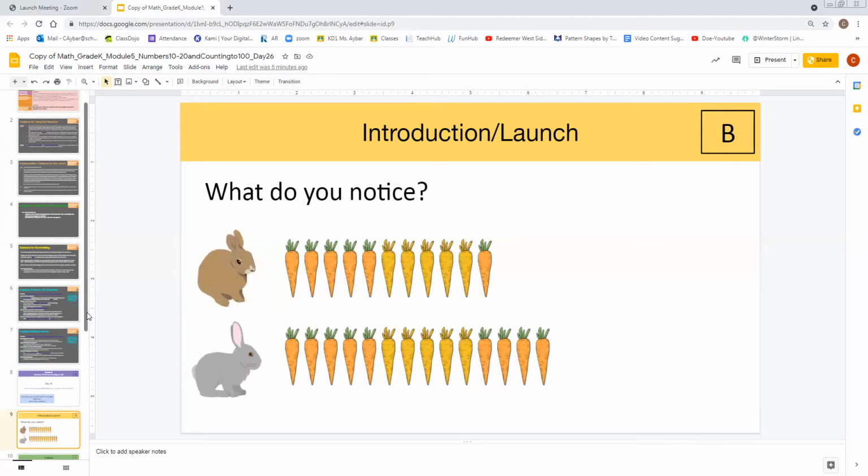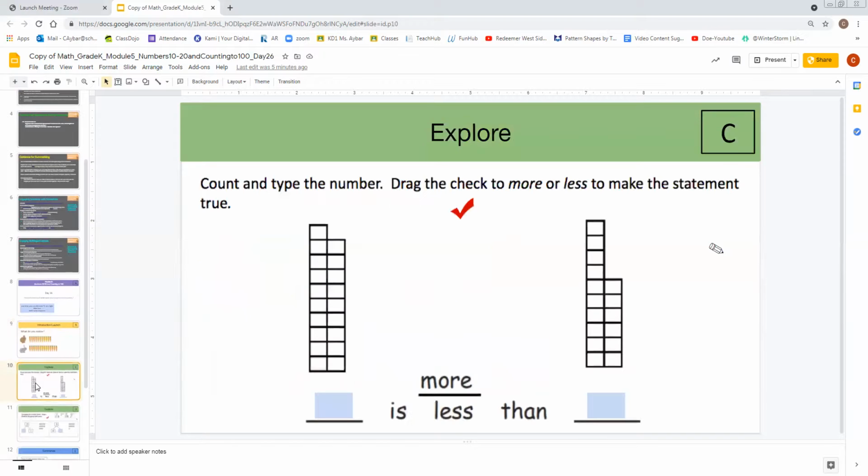Now, the next part of this lesson comes here, and it's one of the explore slides. Remember, explore slides are meant to be done independently. So if you need additional practice in your launch, if you need additional suggestions, we'll give you some in a few minutes. So go ahead and do this for your students: count and type the number, which they can do right here. Drag the check mark to more or less to make the statement true. Is 19 more than 15? Is it less than 15? So then they will be dragging the check mark here, like this, or here, and then of course typing the numbers.